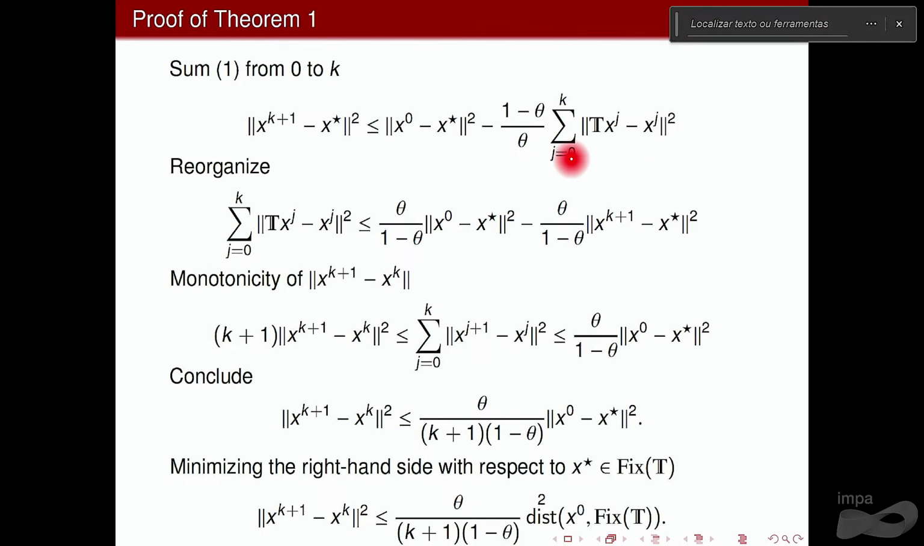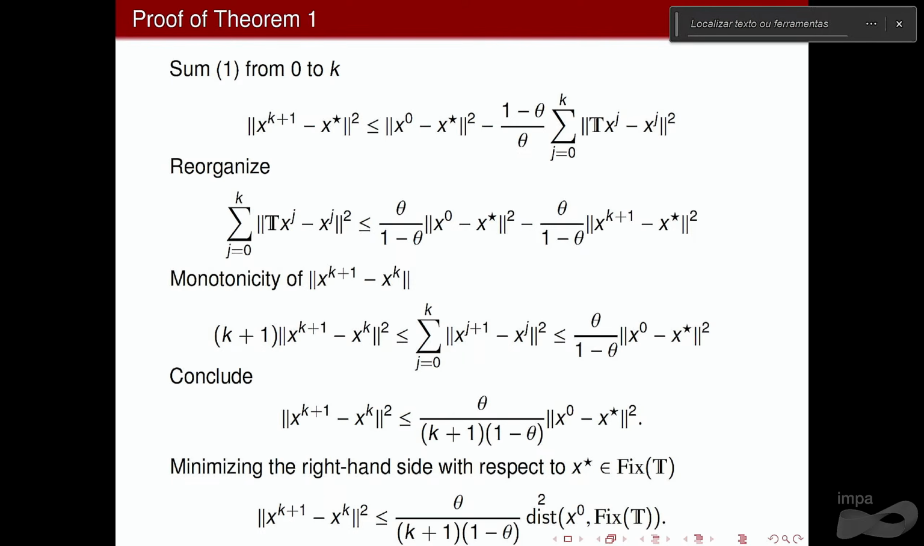So we have this inequality, and we sum it from j equals 0 to k. We reorganize it, putting these terms on the left side and this term on the right side, and divide by this constant. And then we get this. And be careful.